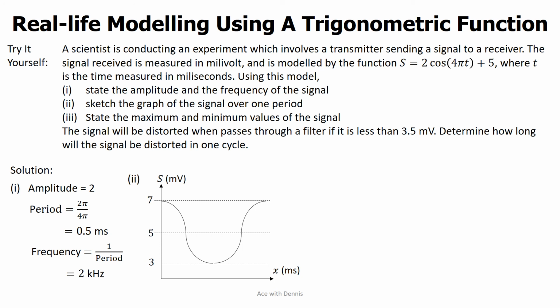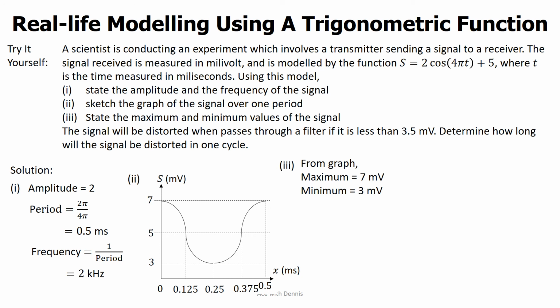Then we can start to draw the x-axis in milliseconds. So start with 0 and at 0.5 because the period is 0.5 milliseconds. In between is 0.25. So between 0 to 0.25 will be 0.125. 0.25 to 0.5 it will be 0.375. So this is the graph of s equals 2 cosine 4 pi t plus 5. Now I can state the maximum and minimum value from the graph, which is maximum is 7 millivolts, minimum is 3 millivolts.